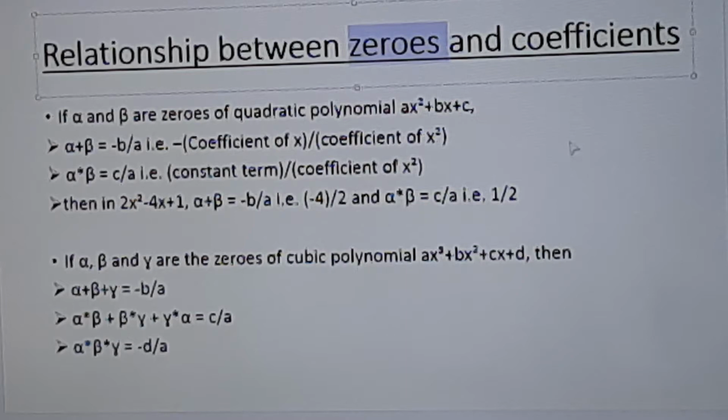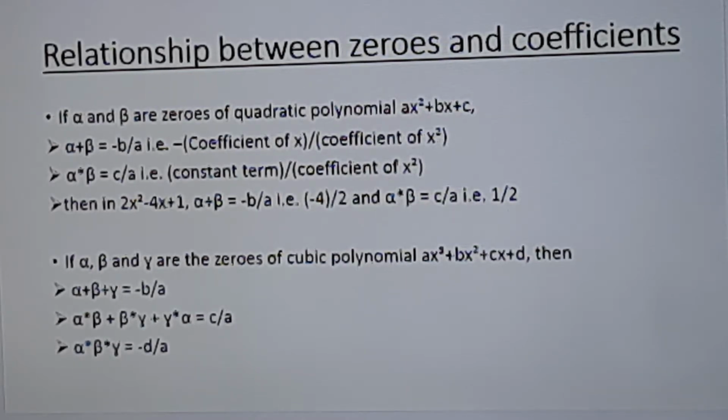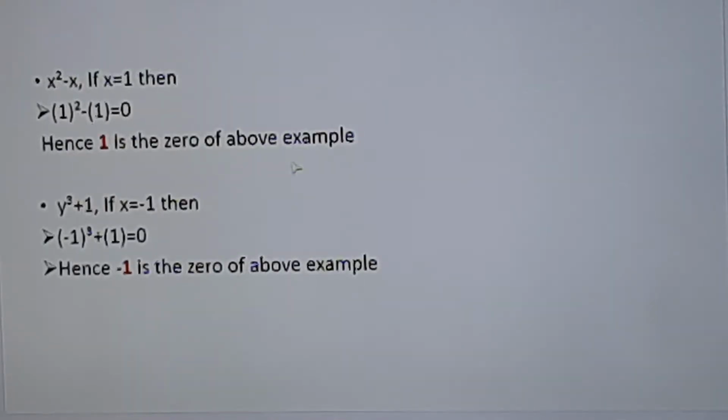Now we have learnt about zeros in the previous video. You already understood the meaning of zeros. Like I will explain you once again. For a certain value of variable for which the polynomial becomes 0, that is the 0 of the polynomial. In the first example you can see x square minus x, and if you are putting x equals to 1, you are getting polynomial equals to 0 on solving. So in this 1 is the 0 of the polynomial.